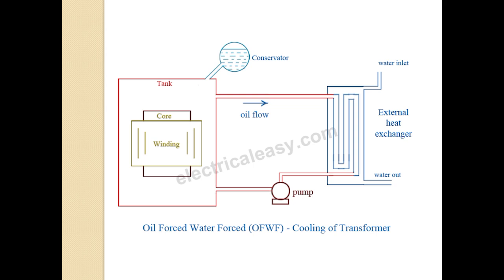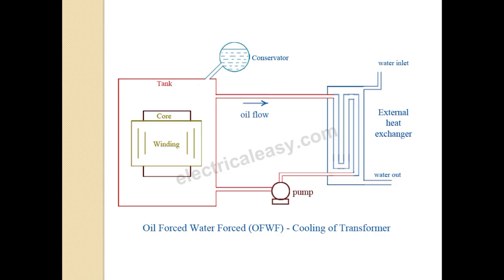So the next thing is oil forced water forced cooling of transformer. This method is very similar to the oil forced air forced method. There we force the air, here we force water. Here the forced water flow is used to dissipate heat. See here, this is the water inlet, and here the tank oil will be there. The oil will be pumped to the heat exchanger.